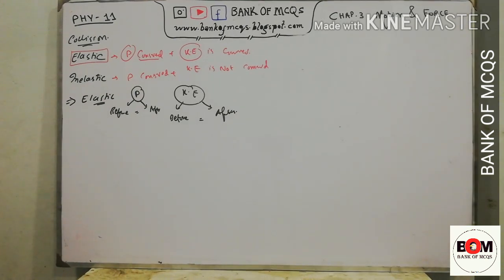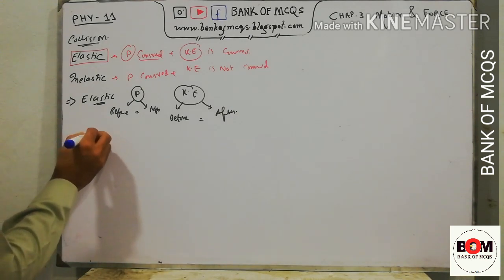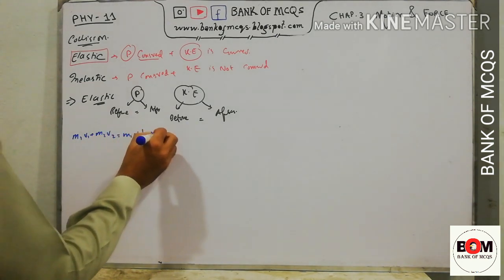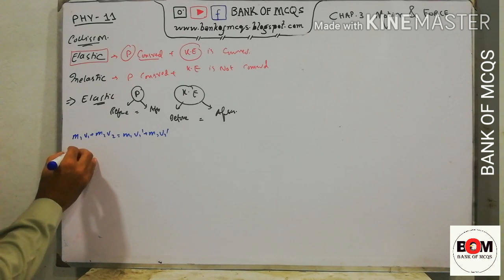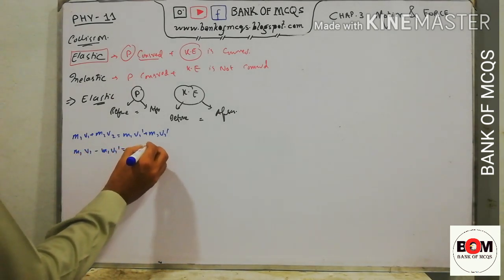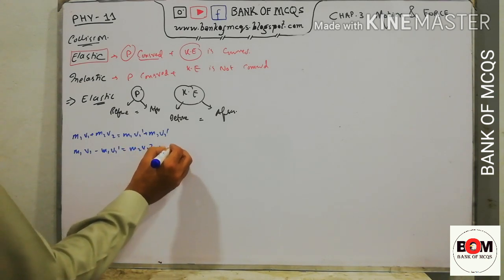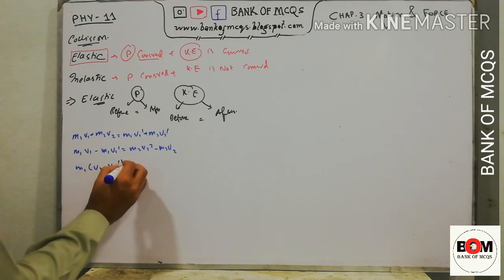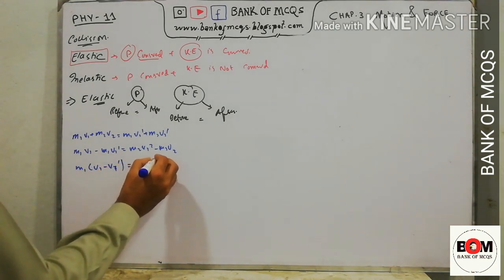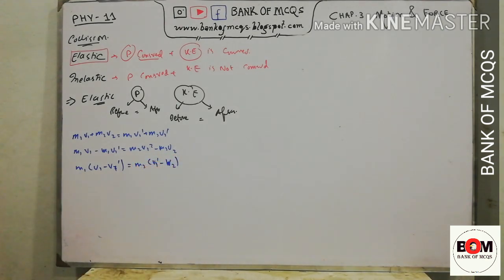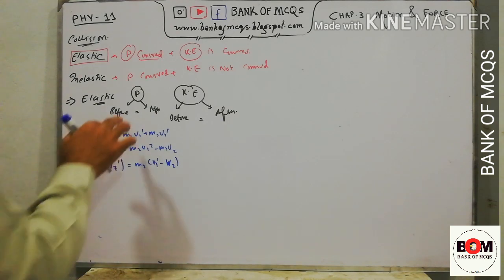For elastic collision, the law of conservation of momentum states, for two bodies, m1 v1 plus m2 v2 is equal to m1 v1 dash plus m2 v2 dash. Writing the m1 quantities on one side, m1 v1 minus m1 v1 dash is equal to m2 v2 dash minus m2 v2. Taking the constants out, we get m1 (v1 minus v1 dash) equals m2 (v2 dash minus v2). This was for momentum.